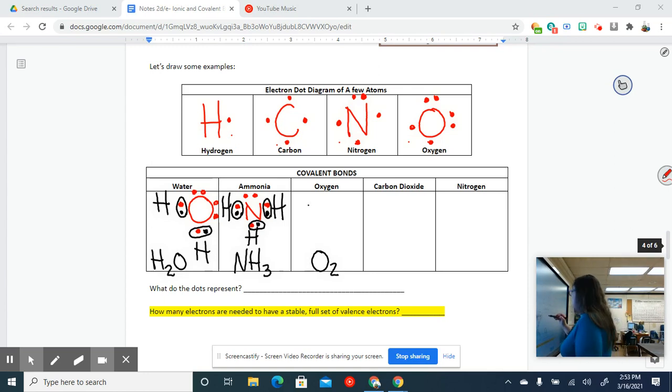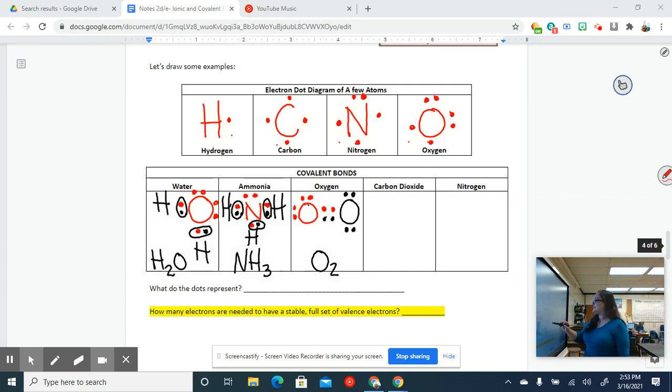I'm going to start with red because I've been starting with red. One oxygen over here, and it has 6 valence electrons. So we've got 1, 2, 3, 4. It's so annoying. And 5, 6. How come it won't draw a circle? Okay. And then we have our second oxygen here with 1, 2, 3, 4, 5, and 6.